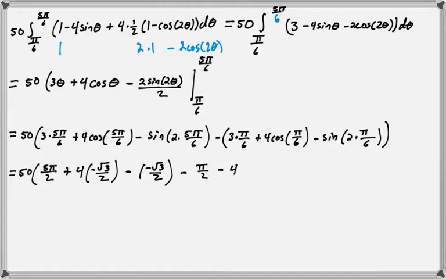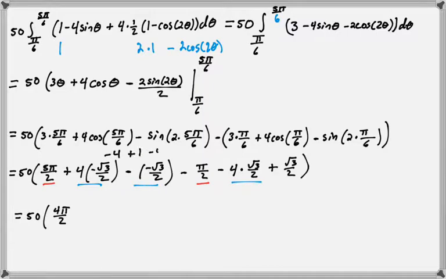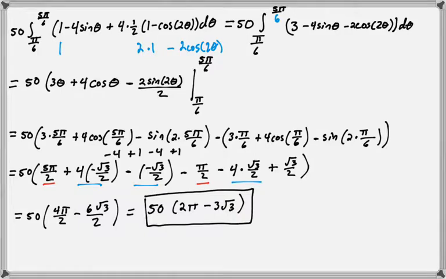minus pi over 2 minus 4 times root 3 over 2 and minus, it'll become plus because of the double negatives there, so plus root 3 over 2. It's going to be 50, and we got pi over 2, and then we got a negative 4, a positive 1, a negative 4, and a positive 1 in terms of like terms. So it's going to make it a negative 6 root 3 over 2. So it's going to give us 50 times 2 pi minus 3 root 3, and that is approximately, I think it's 54 point something something.